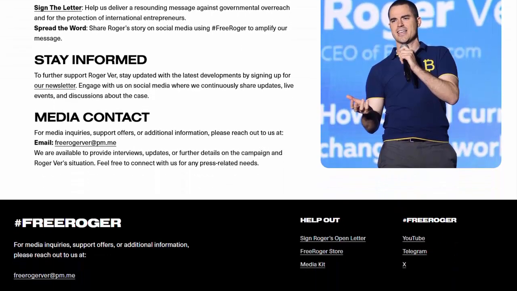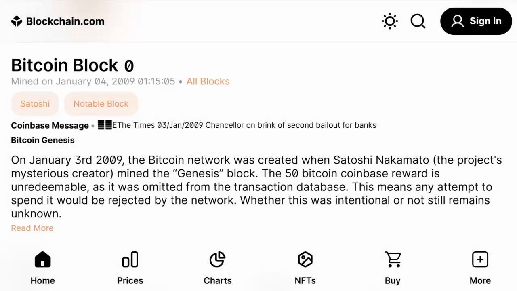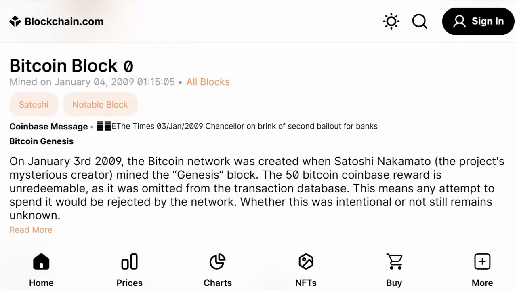Anyways, recently he was arrested in Spain, and he's awaiting extradition to the USA and facing up to 109 years in jail, all for trying to do the right thing when no one else was even thinking about taxes on crypto. This isn't just about Roger. This is about all of us.